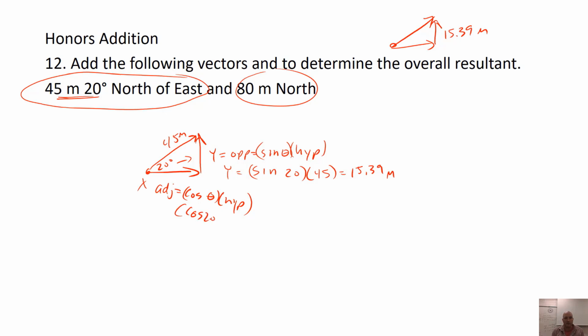Let's plug those in. Cosine of 20 degrees times the hypotenuse, which is 45 meters. So cosine 20 times 45 equals, and I get 42.29 meters. So this is 42.29 meters.